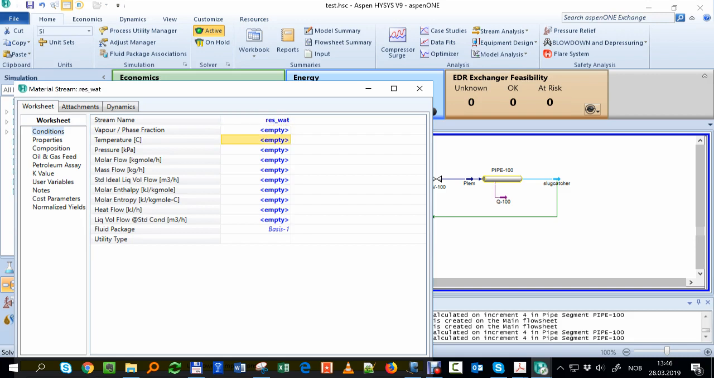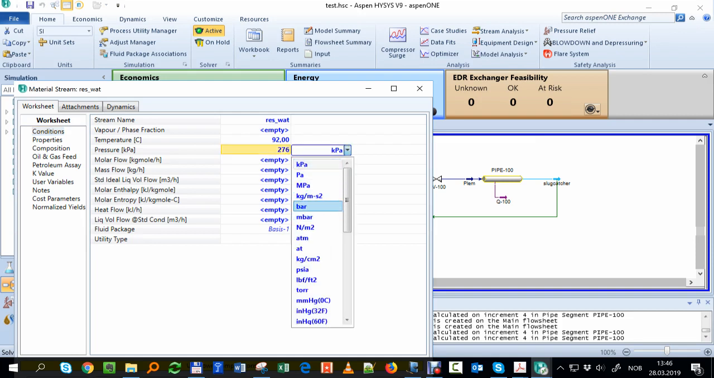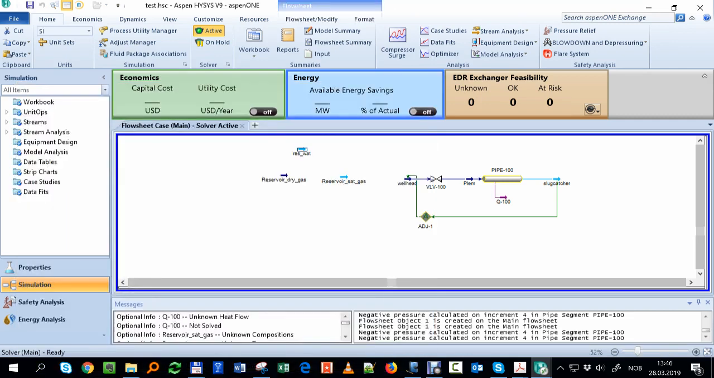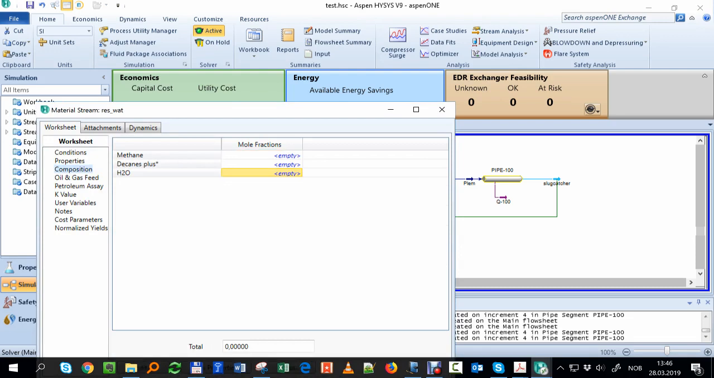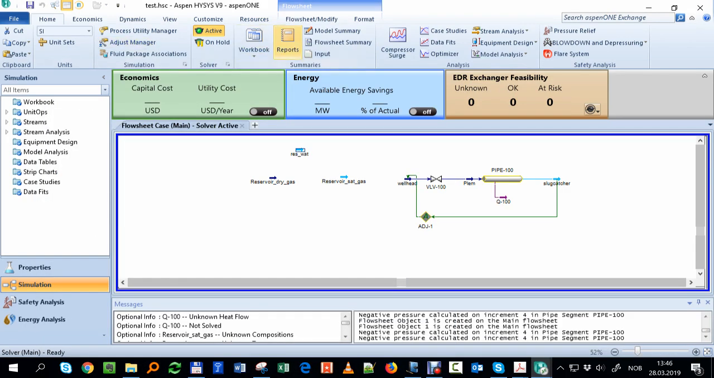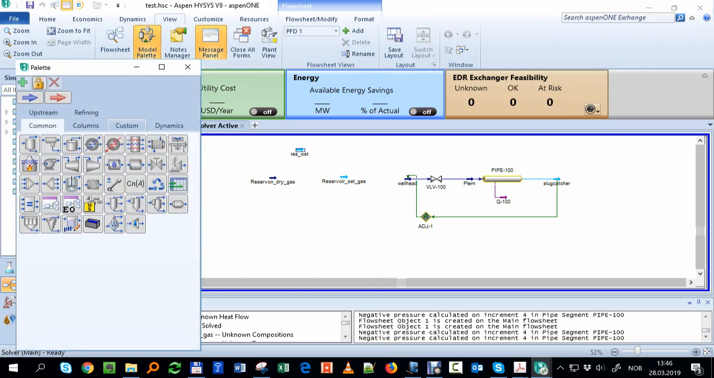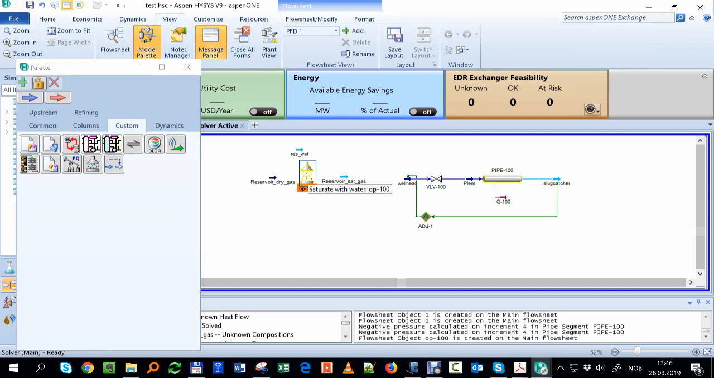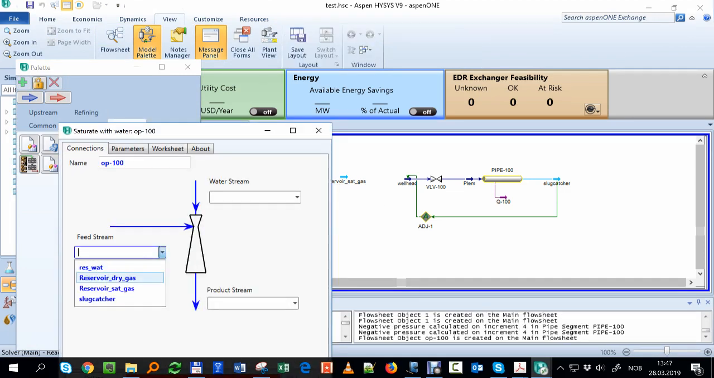Okay, the temperature will be 92. Pressure will be 276. Okay. And the mass flow, that's what we want to calculate, how much water we want to add. Then we add that unit. Oh, composition, that's correct. So it will be 100% water. Then I go to, again, the palette. I find this saturation unit, and I say the feed stream will be dry gas. The water stream will be reservoir water. And the outlet stream will be reservoir saturated gas.